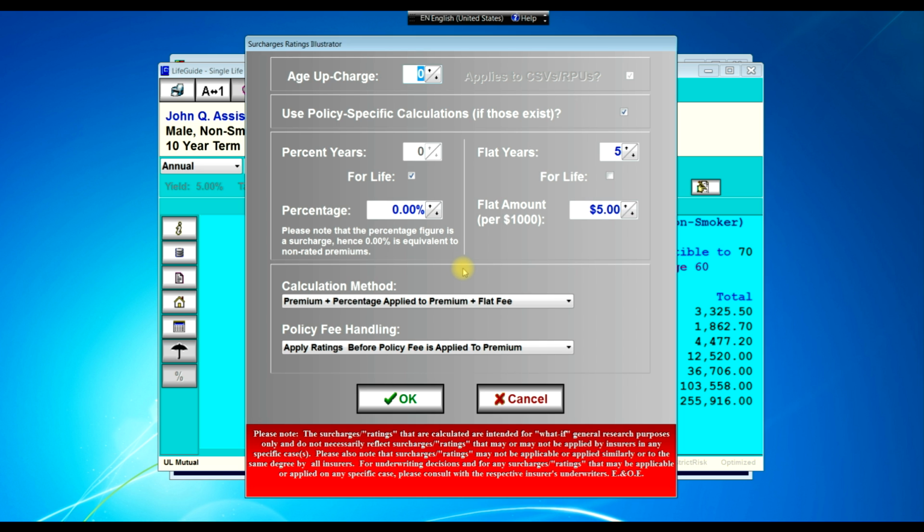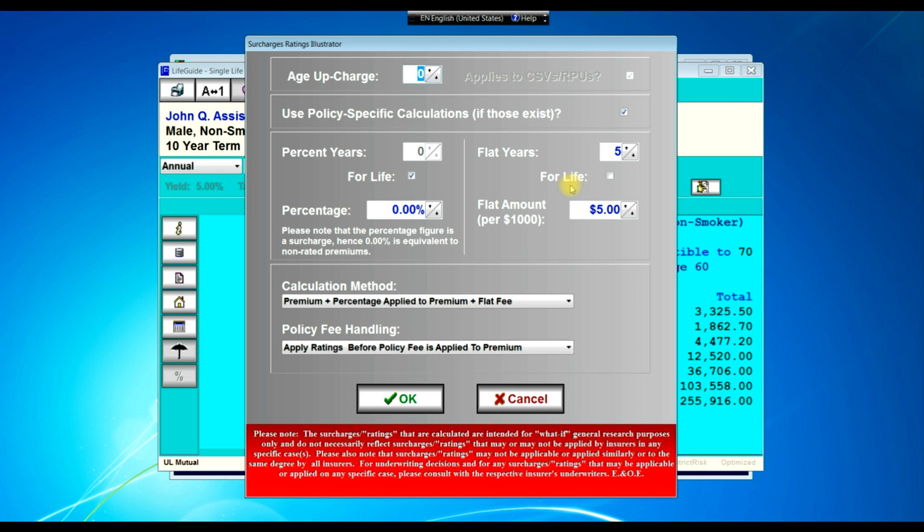flat amount rating of X number of dollars per thousand of insurance coverage is what we're looking at here. Flat amount rating may be applied for such situations as travel or work assignment to an unstable country, hazardous vocations or avocations, and the like, and are useful for insurers to cover added risk of an unnatural death where such exists. Anything that increases the likelihood of premature death can trigger a rating.